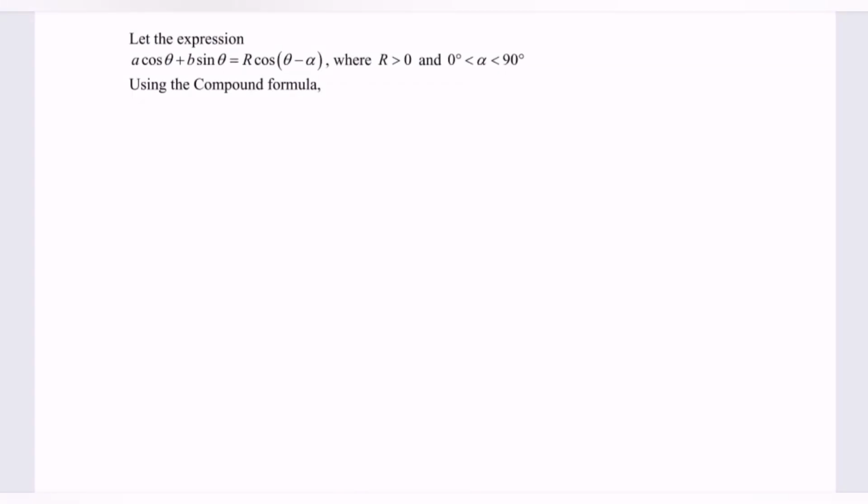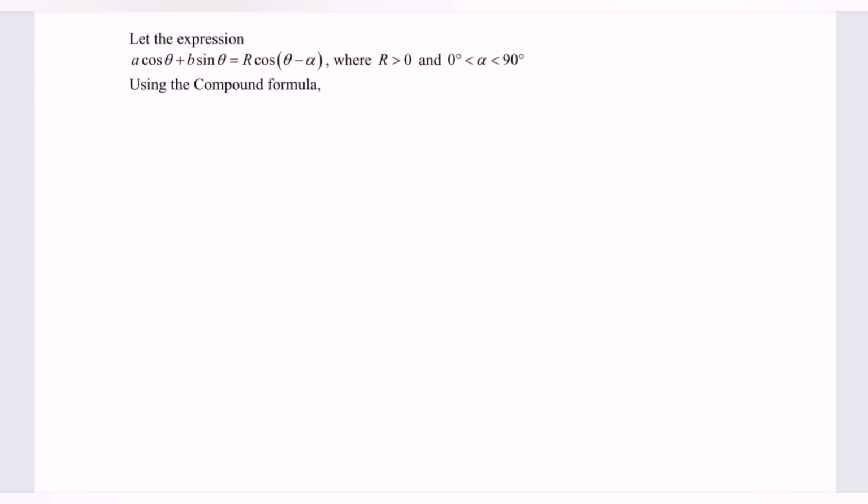So here we have the situation. Let the expression A cos theta plus B sin theta be equal to R cos(theta minus alpha), where R is greater than 0 and the angle alpha is between 0 degrees and 90 degrees. So using the compound angle, kindly expand the situation.